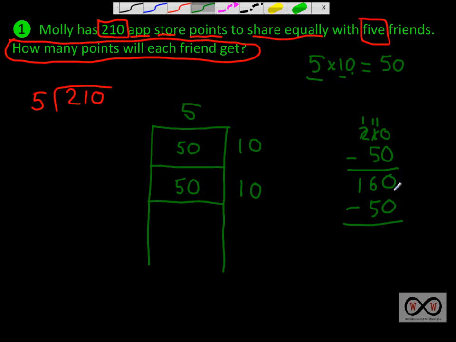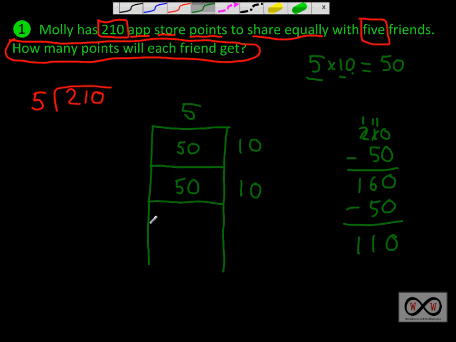So 160 minus 50, okay, we'd have 0 take away 0 would be 0, 6 minus 5 would be 1, and 1 take away 0 would be 1. If I'm moving too quickly for you, feel free to pause the video if you're following along on your worksheet, and then pick up whenever you're ready.